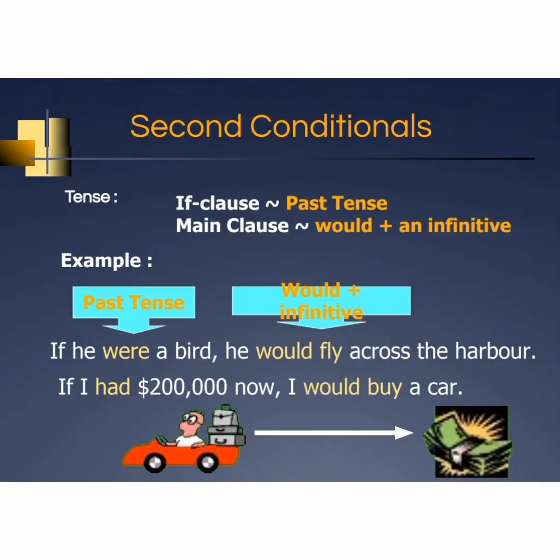Second conditionals. Tense. If clause: past tense. Main clause: would plus an infinitive. Example: if he were a bird, he would fly across the harbor. If I had 200,000 now, I would buy a car.